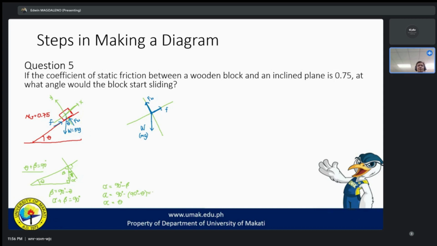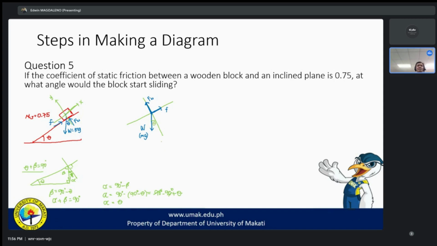Or let's try to draw that. That's 90 degrees. This becomes minus 90 degrees. Minus minus, this becomes positive theta. So cancel yung dalawa. Alpha is equal to theta. So that means that this angle here is also theta.